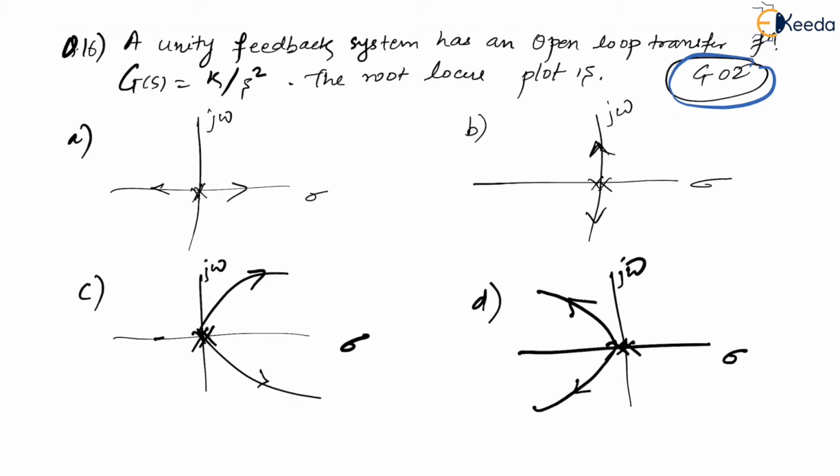Yes, it is a GATE 2002 question. The unity feedback system has an open loop transfer function g of s equal to k upon s square, and they are asking what the root locus plot is. What will you do first? The first thing is there are no zeros, which means definitely these poles have to terminate at infinity, right? We want the angle of asymptotes because they will move along the angles of asymptotes.